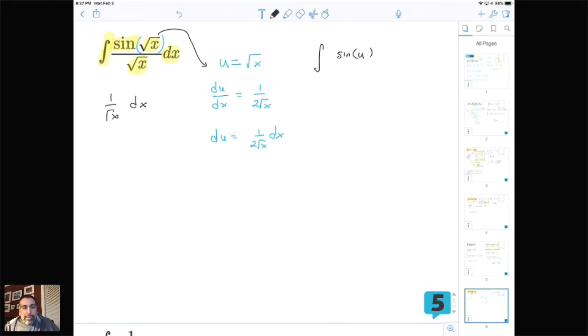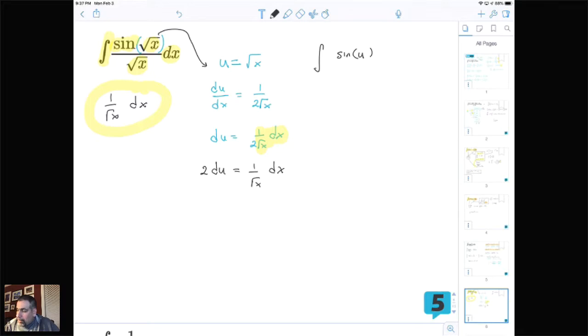And you want to ask yourself, what's the most efficient way to bring this over? You might say, well, I already know that I can replace root x with u, and I can just bring that over. But to me, in this problem, there's actually a more efficient way of doing it. Because if I go and I look for this expression, 1 over root x dx, I actually see it right here. So that means I can actually solve for 1 over root x dx right there by multiplying both sides of this equation by 2. And I get 2 du equals 1 over root x dx.